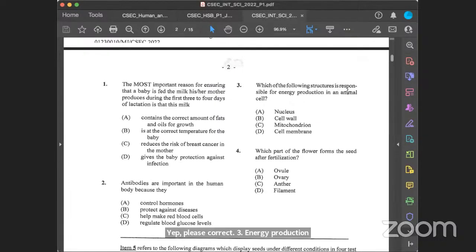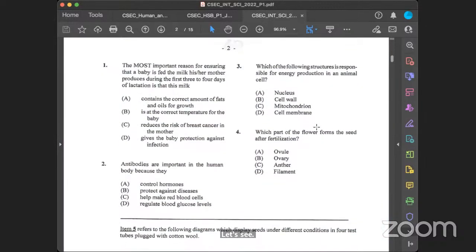Question 3: energy production in an animal cell? Mitochondria. Do we see that? Yes, sir.